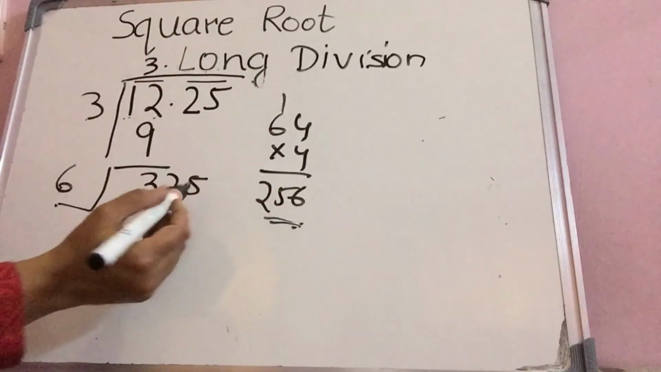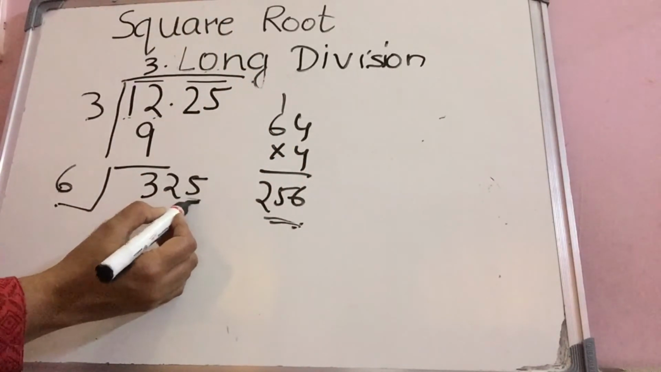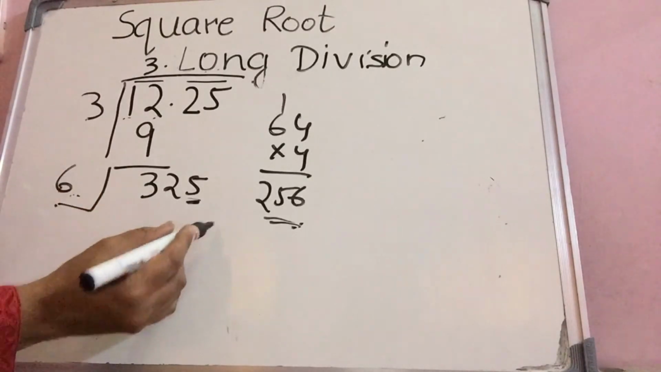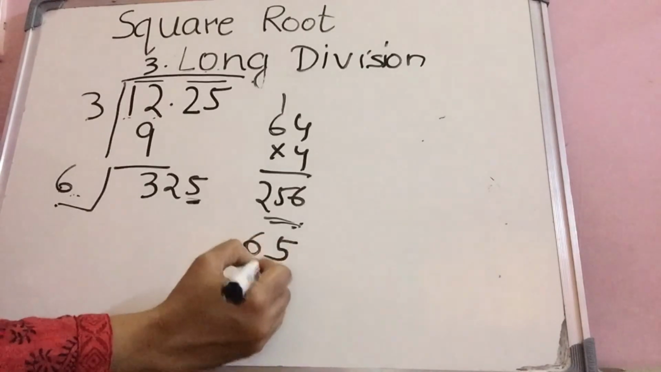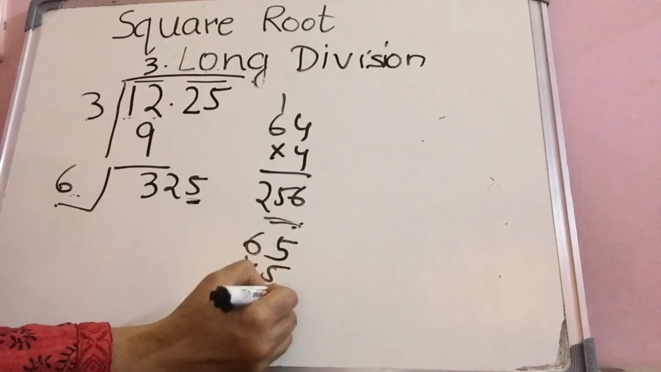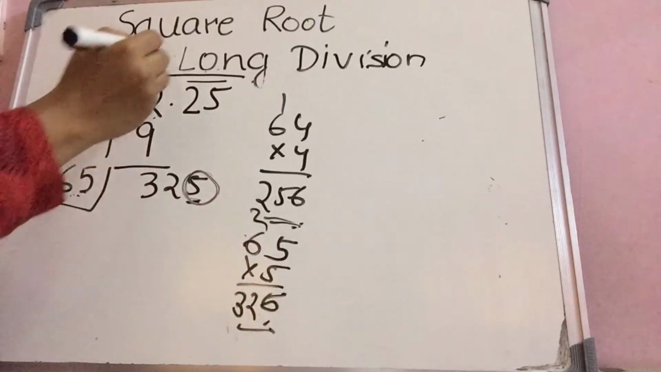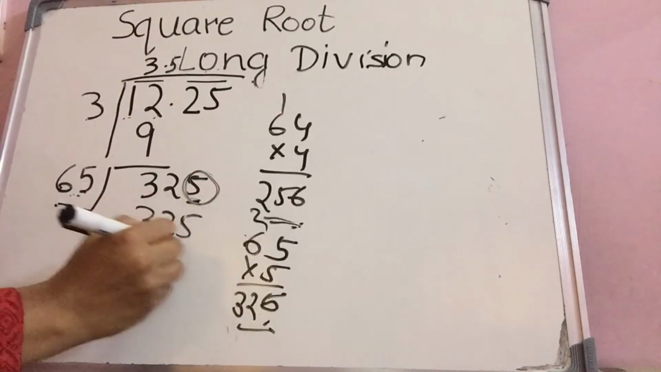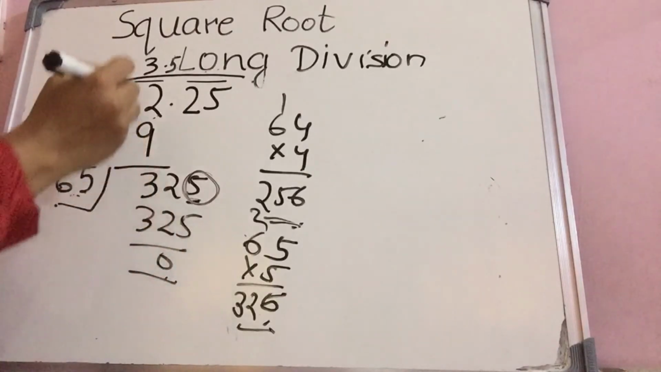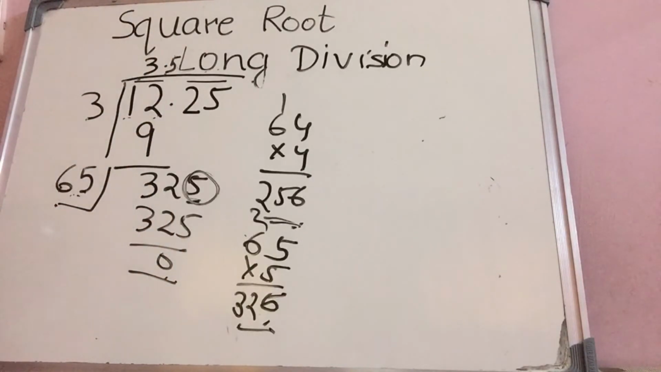You can also find that in the unit place we have 5. So we should take 5 here in place of any other number. So we can take 65 into 5. 5 5s are 25, put it, 32. Here and here also, that is 325. To get 0. So the answer will be 3.5. The square root of this number will be 3.5.